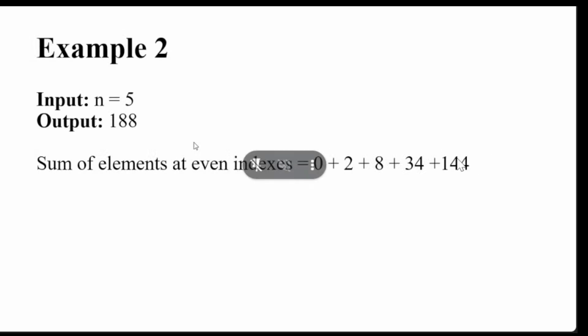Here is another example. Following the same process, let's take n is equal to 5. So now we will go through the loop and keep on generating even numbers till the nth term, which is 5. So at last, we'll have the numbers such as 0, 2, 8, 34, and 144. So these are the numbers that we will be generating using the logic that I have shown you. So if we add them up together, we'll have 188 as our result.